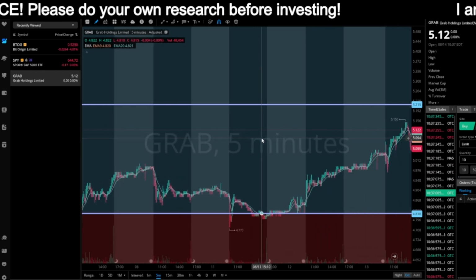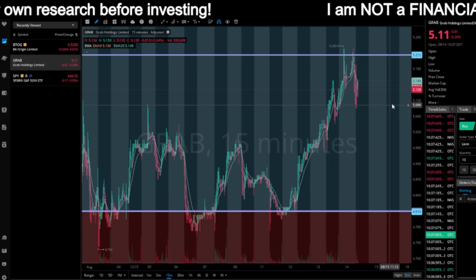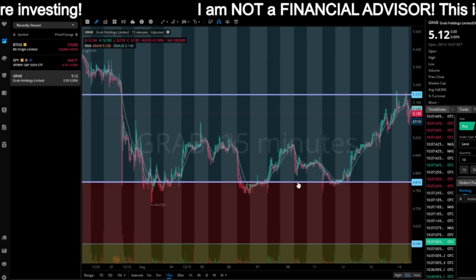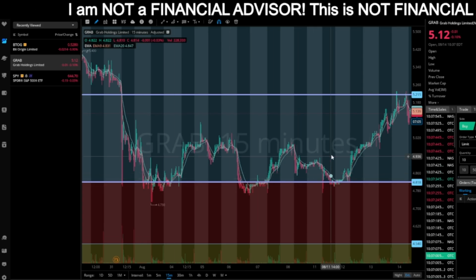But this is my fib levels I'm looking at. Now, what you'll see is a lot of solid support here at the 15-minute. This might be a little bit easier to look at. Look at the support we have around this 4.81 line here. So we're looking at a 4.81, 4.82 line here.